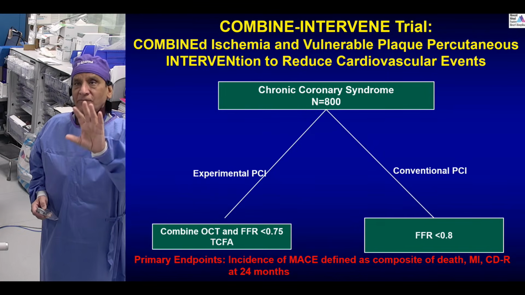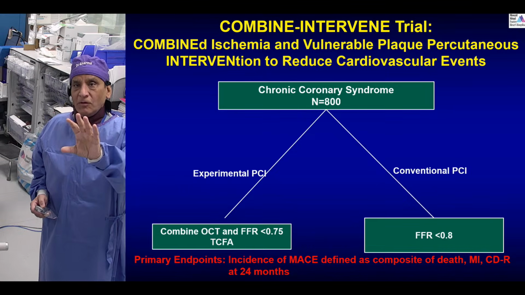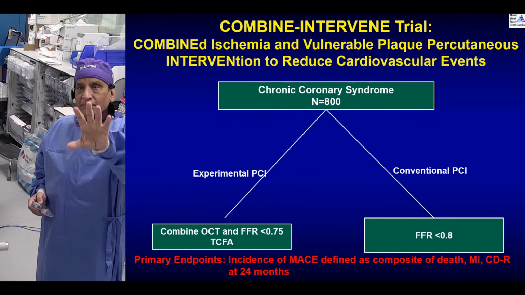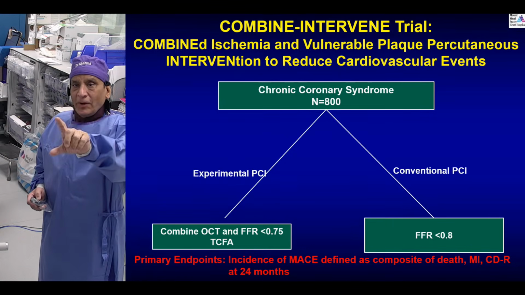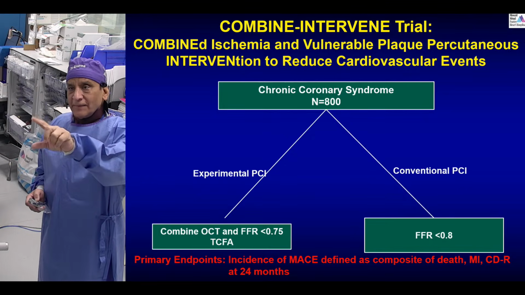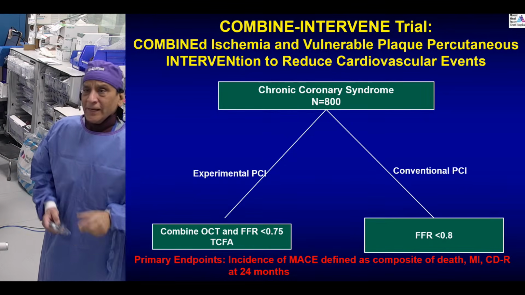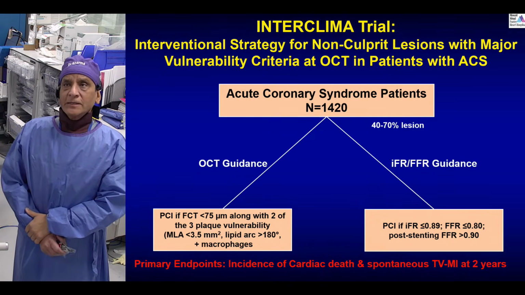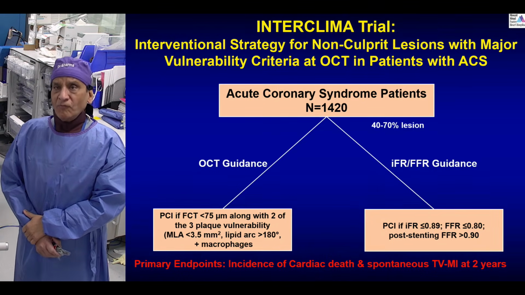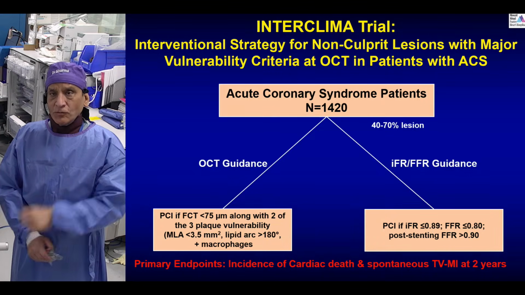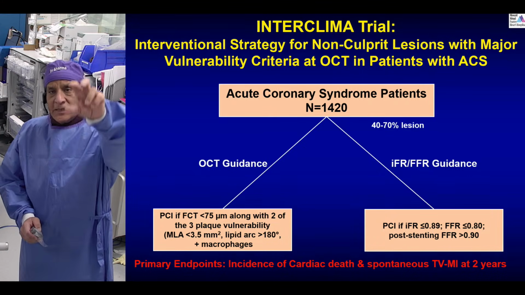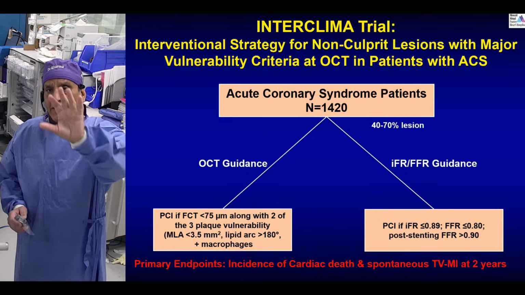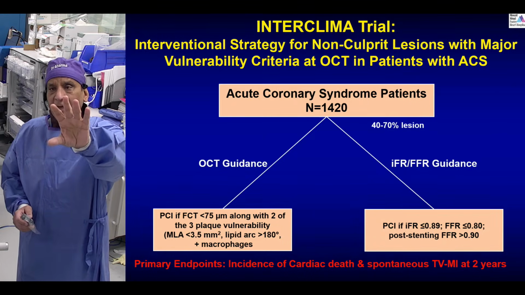One is the combined intervention in patients with chronic coronary syndrome, combined OCT-FFR versus FFR-guided PCI. Plaque, same. The vulnerable plaque cases, and the endpoint is MACE as a composite of death, MI and clinically driven revascularization at 24 months. Second is INTERSCHEMA, that is acute coronary syndrome, 1400 patients, OCT guidance. With OCT, you have clear-cut criteria for which patient is vulnerable; those patients get no FFR here. Those patients get the PCI.